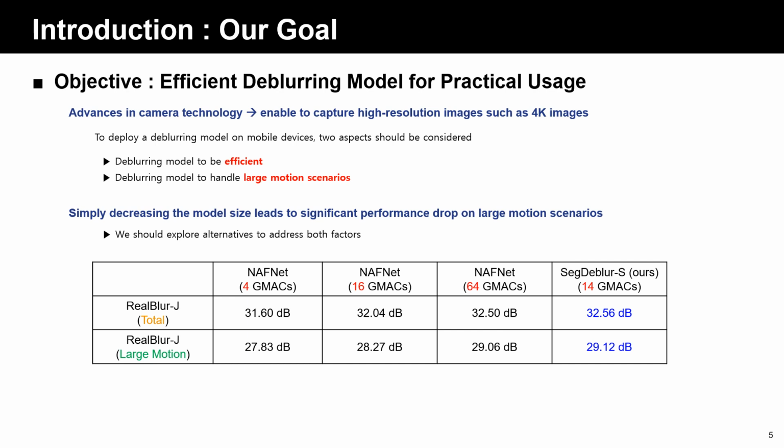In our earlier experiments, we found that the small-scale model, where we simply decrease the model size, suffers from significant performance drops in large motion scenarios, as shown in the table. In fact, the small-scale deblurring model, without any prior information, may be susceptible to distortions.